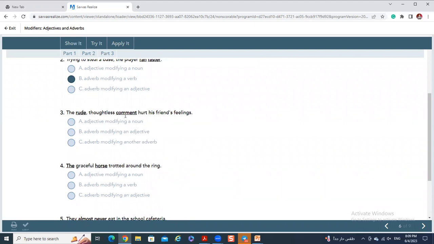The rude, thoughtless comment hurt. Comment is what? Comment is not an adjective or adverb. It's a noun. Here, it's not a verb. The sentence says the rude, thoughtless comment hurt. Hurt is the verb. Comment here is a noun. So rude is what? Adjective. Okay. What do we call this, streamer Adam? Rude, thoughtless, two adjectives connected by a comma. We call them what?